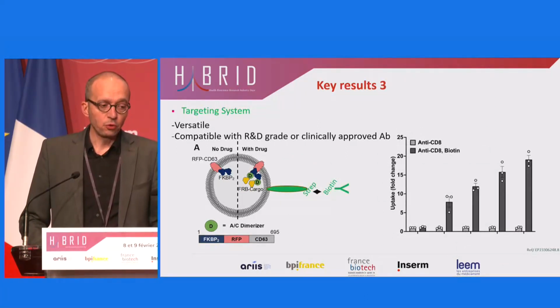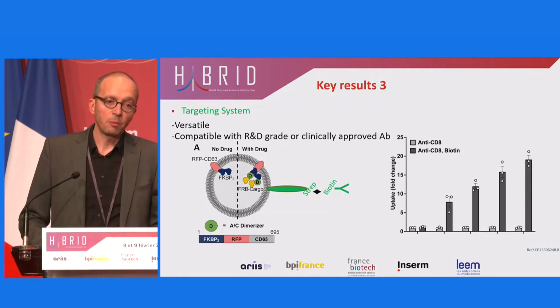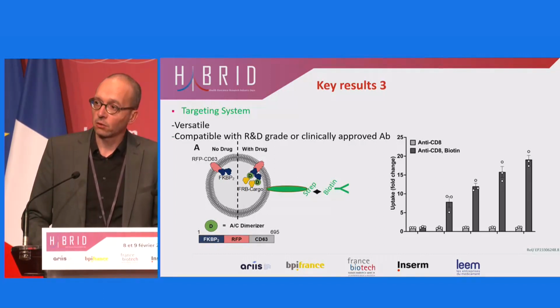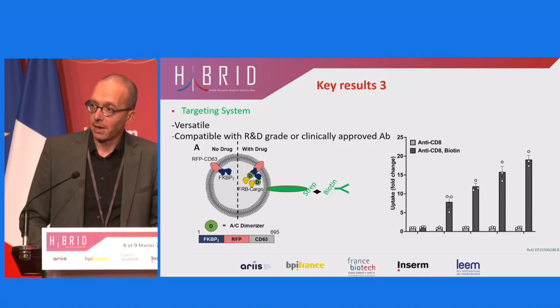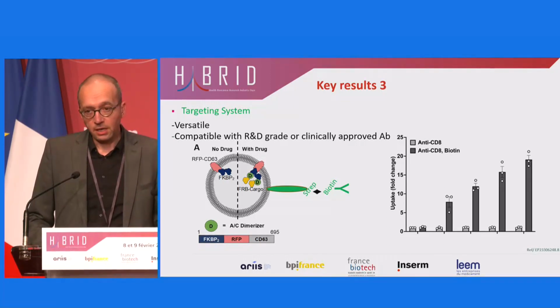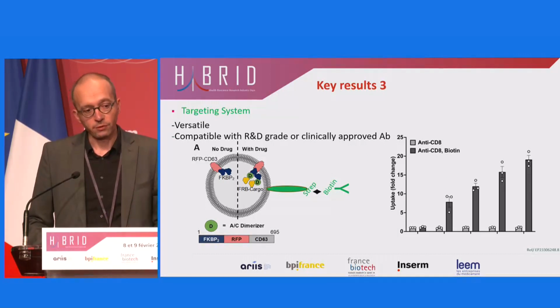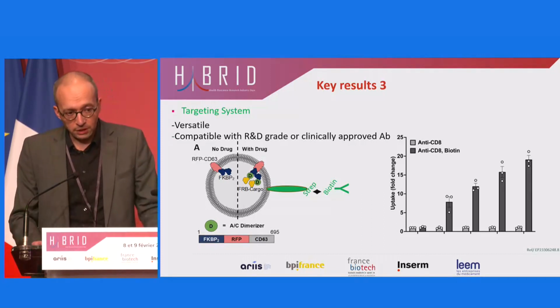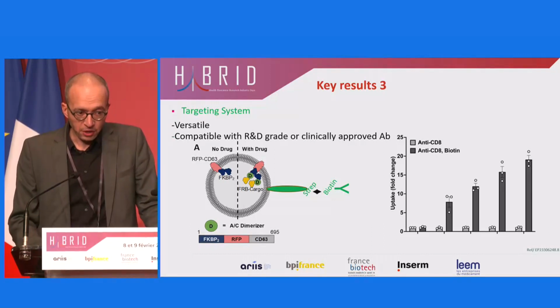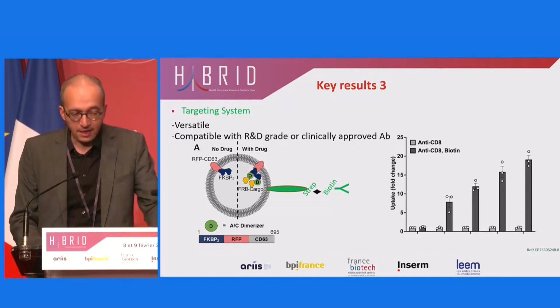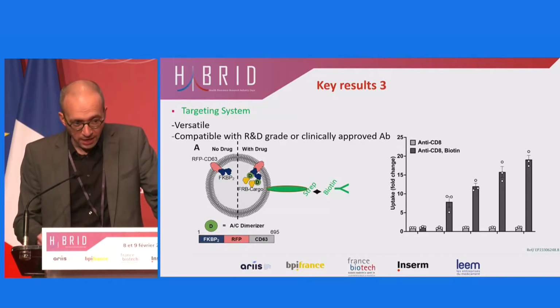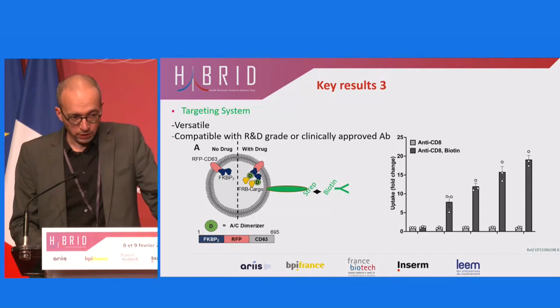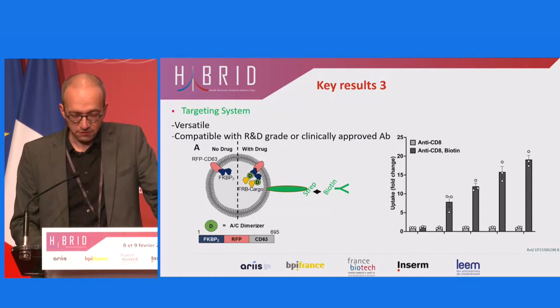So the last module is what we call the targeting system. And here we developed a very versatile system that really enables us to recruit at the surface of the vesicle any type of validated biotinylated antibodies, which can be R&D grade or clinically approved. So the idea here is to recruit the antibody to target the cell of interest that will harbor at the surface an antigen of interest. And as you can see here on the graph, the targeting is very efficient, and we can very precisely target, in this case, CD8 positive cells. And you see a nice dose dependency when we increase the amount of CD8 positive cells.